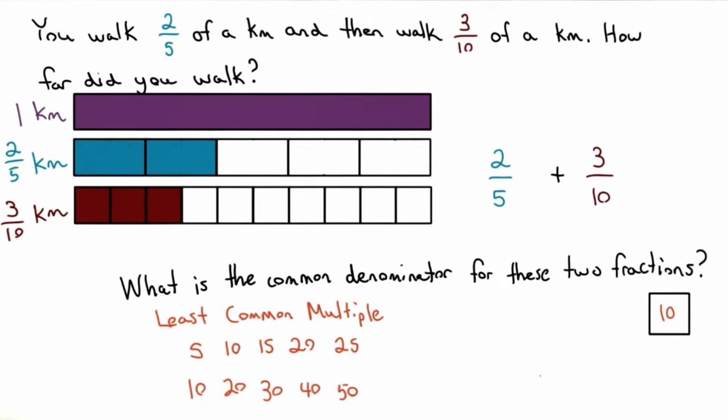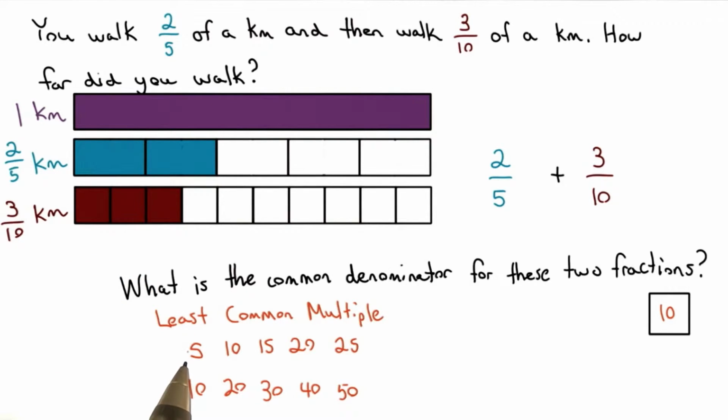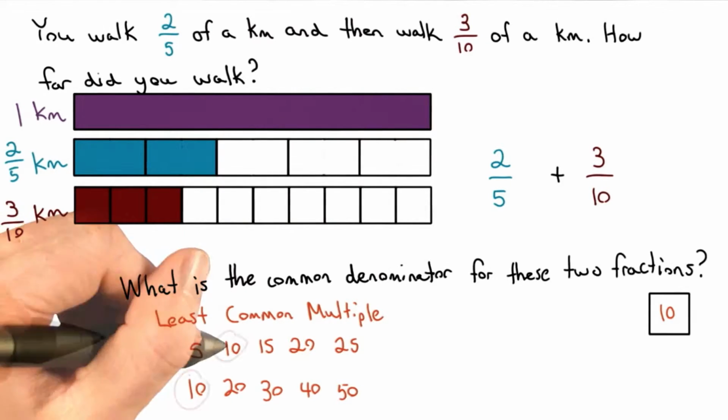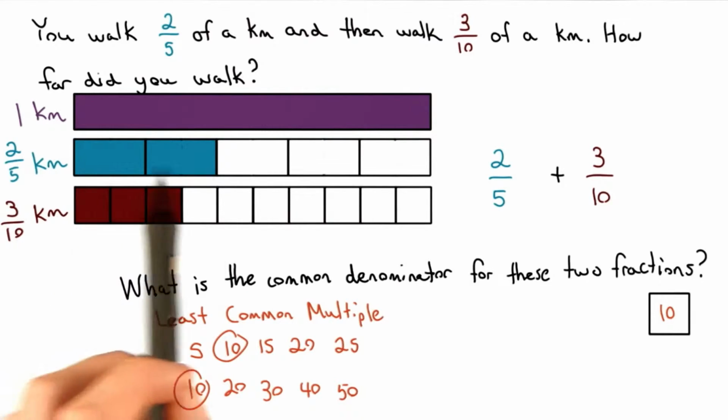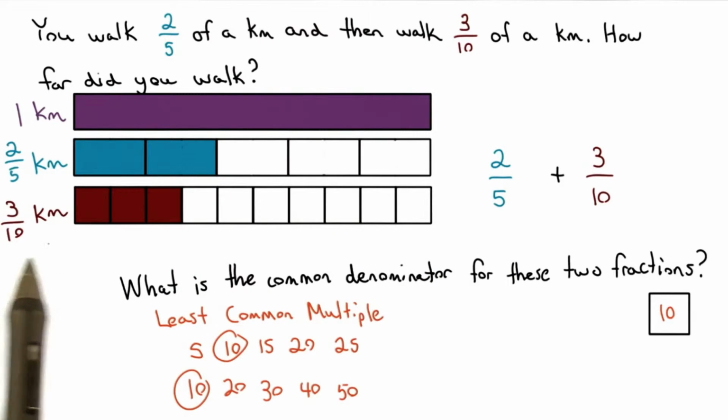And it keeps going. To find the denominator, I want the lowest number that both 5 and 10 go into. When I think about the lowest number they both go into, I see that it's 10. So I know I'm going to need to split this bar into tenths and this one into tenths. Luckily, this one's already in tenths.